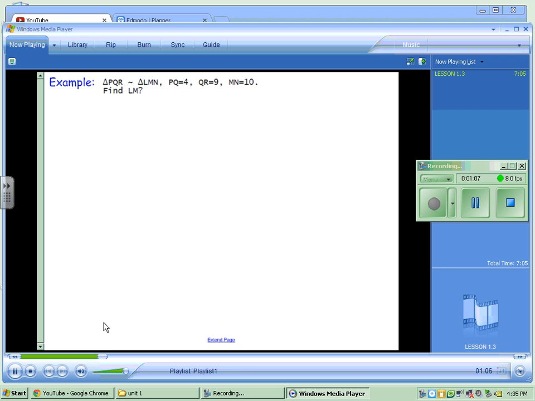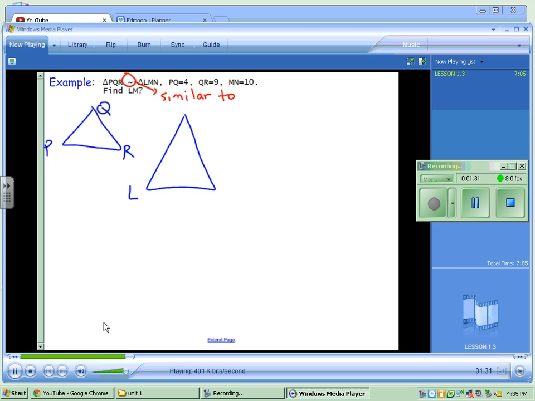In this example, we don't have a diagram. So the first thing we're going to do is we're going to draw our own. So you have to draw a triangle PQR, and it says at the top there that it's similar to, and that's what that symbol means. It's a squiggle, no equal sign, similar to, triangle LMN. Notice I tried to draw just a bigger version to show that it's been enlarged.